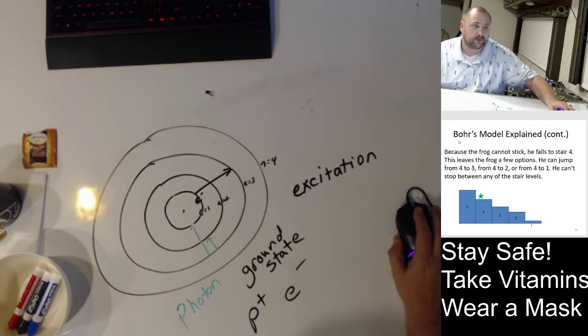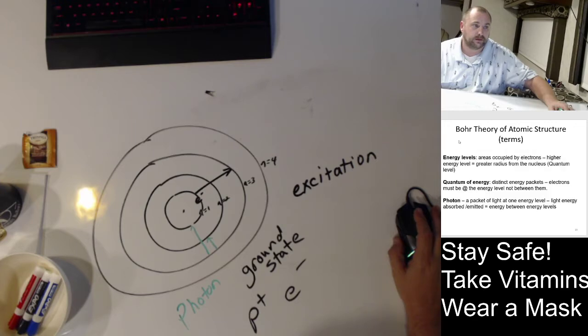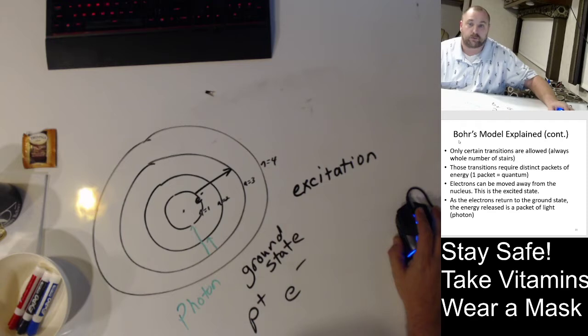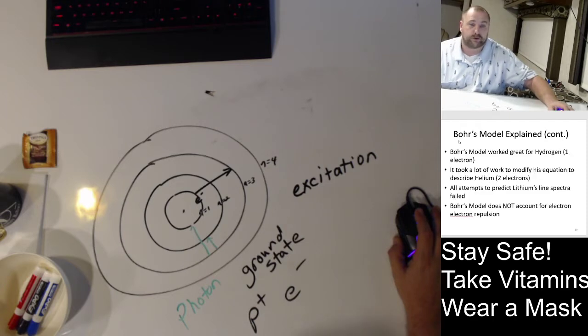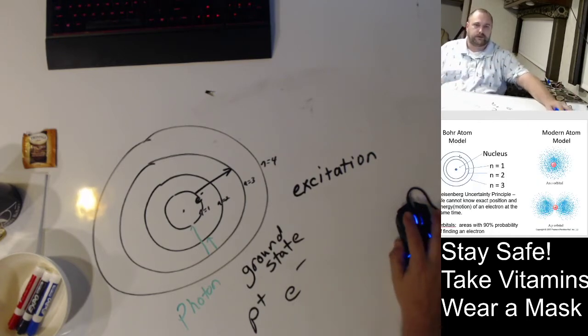Let's see if there are any more definitions we have here. Ground state, excited state, emission, quantum, photon. Looks like we got it. Okay. Now the problem with Bohr's model: it works great for hydrogen, terrible for helium. We fixed it, but terrible for lithium. So we had to get to the Heisenberg uncertainty principle.